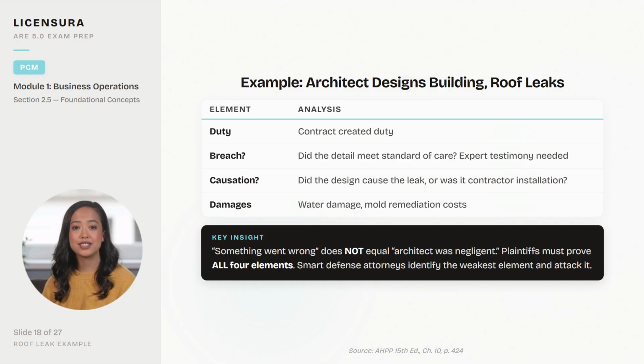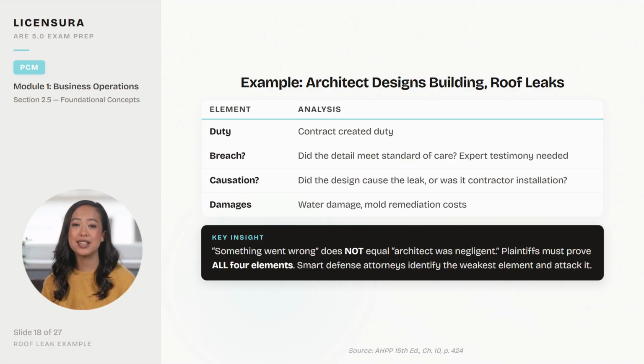Let me walk through a scenario so this all clicks together. An architect designs a building. The roof leaks. The owner sues. Let's check the elements. Duty, yes, the contract created a professional duty. Breach, did the roof detail meet the standard of care? That's going to require expert testimony from both sides. Causation, did the design cause the leak, or did the contractor install it incorrectly? This is often where the fight really is. Damages, yes, there's water damage and mold remediation costs, so that element is probably met.